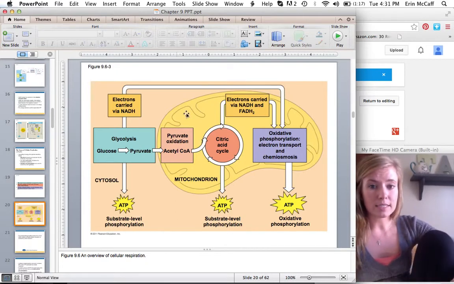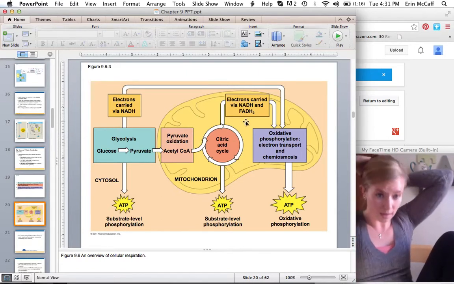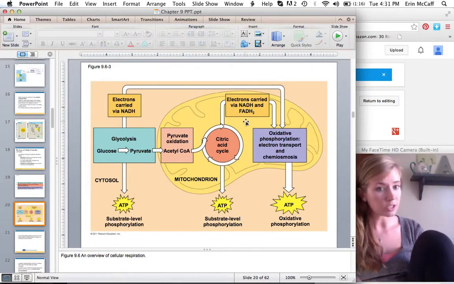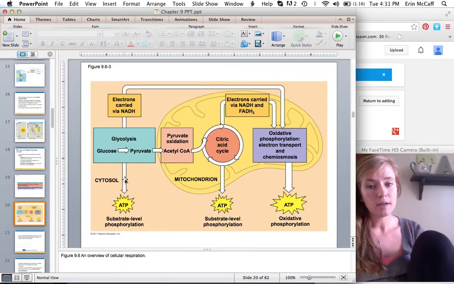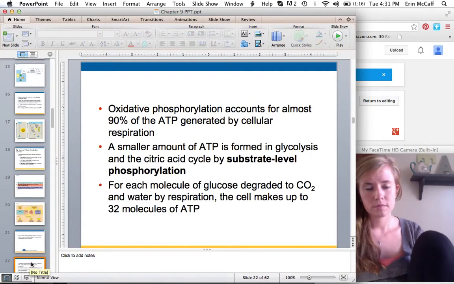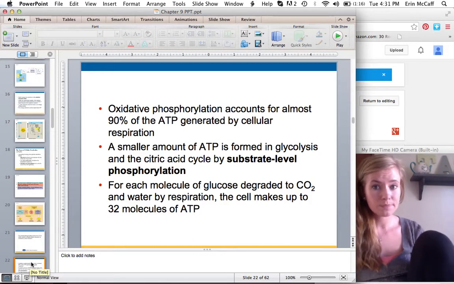So if you guys can see, the main organelle for this process is the mitochondria. Remember, the mitochondria is the powerhouse of the cell. What that means is that it makes all the energy for us. And so this is where cellular respiration is happening, is inside of the mitochondria, although glycolysis does happen in the cytosol. Talk about that later.